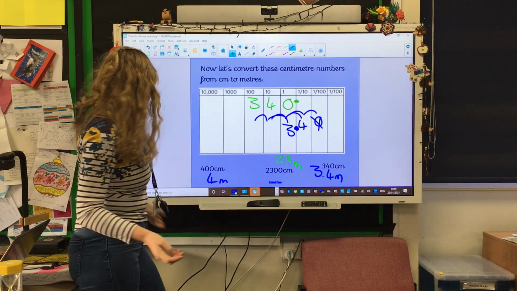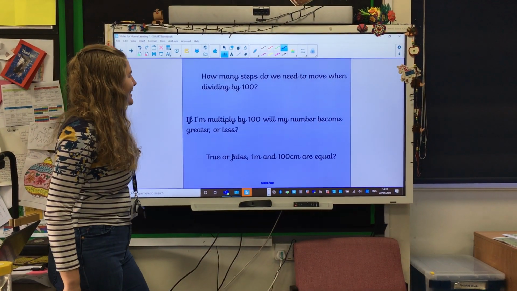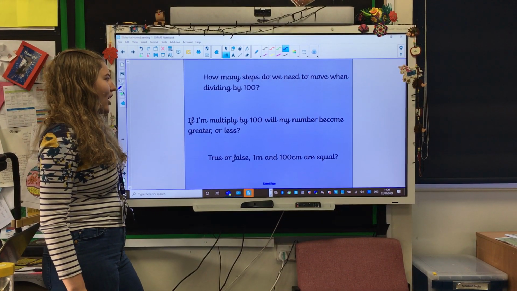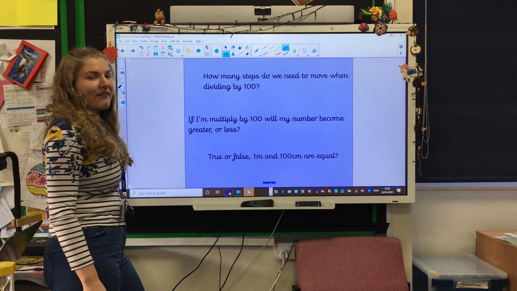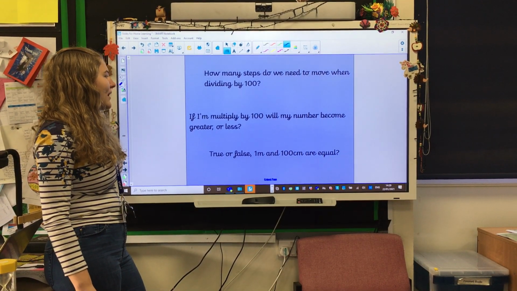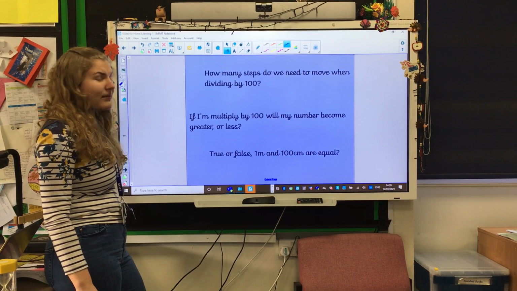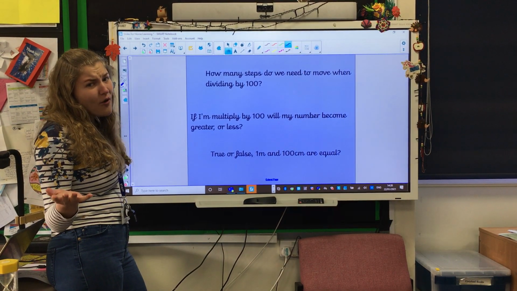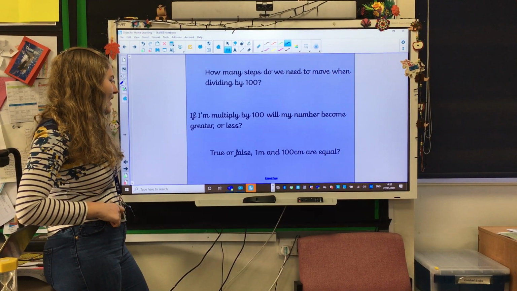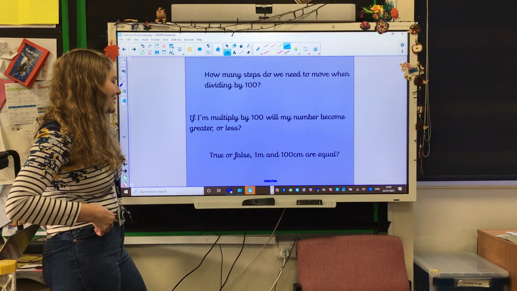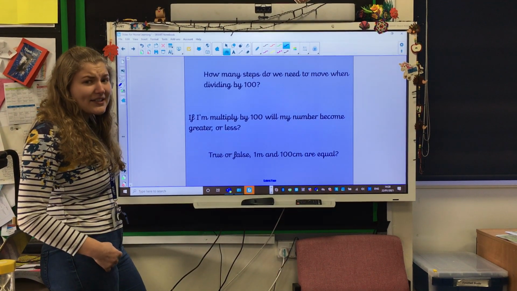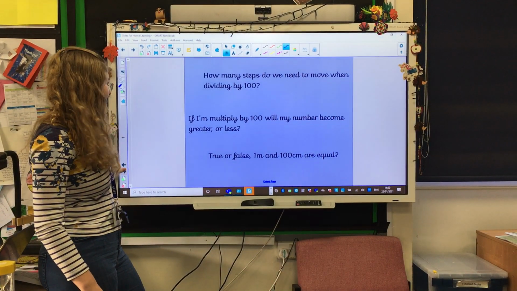Yay! There we go. Okay, so what we are going to do now is think about these questions. How many steps do we need to move when dividing by 100? Have a think. We need to move 2 steps. If I'm multiplying by 100, will my number become greater or less? Have a think. It's obviously going to get greater, isn't it? It's going to get larger. And true or false, 1 metre and 100 centimetres are equal. Who votes true? Who votes false? It is in fact true. They are the same length.